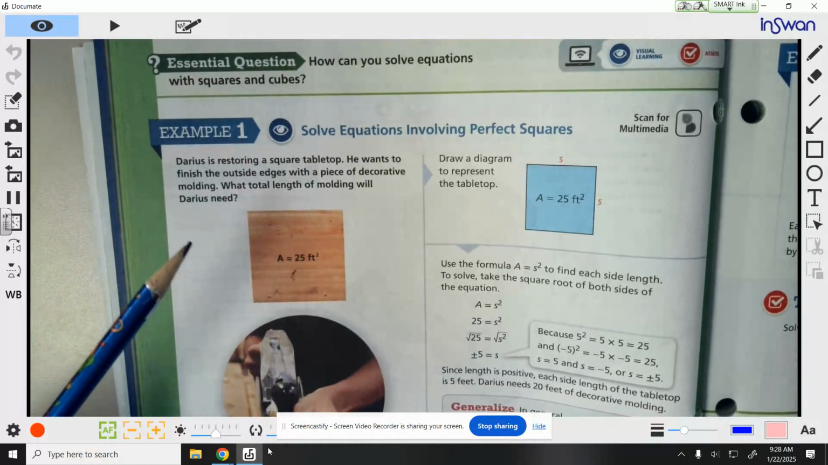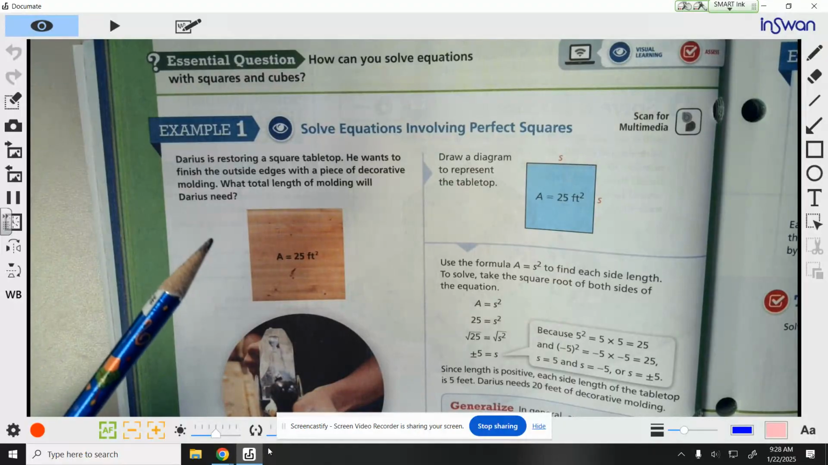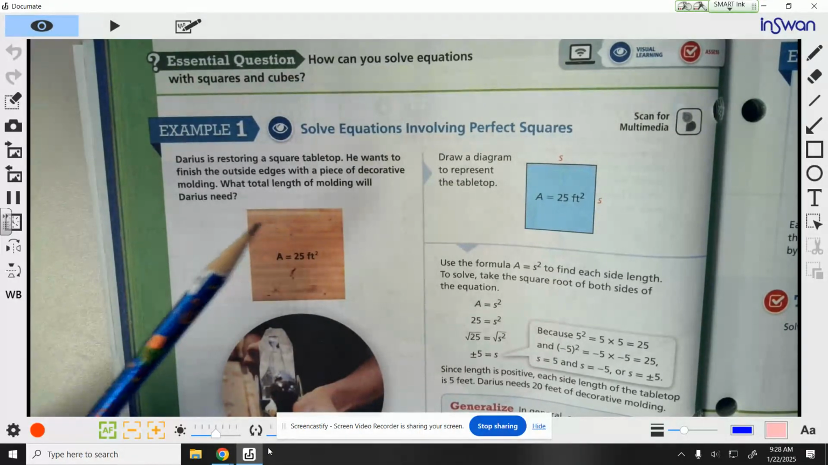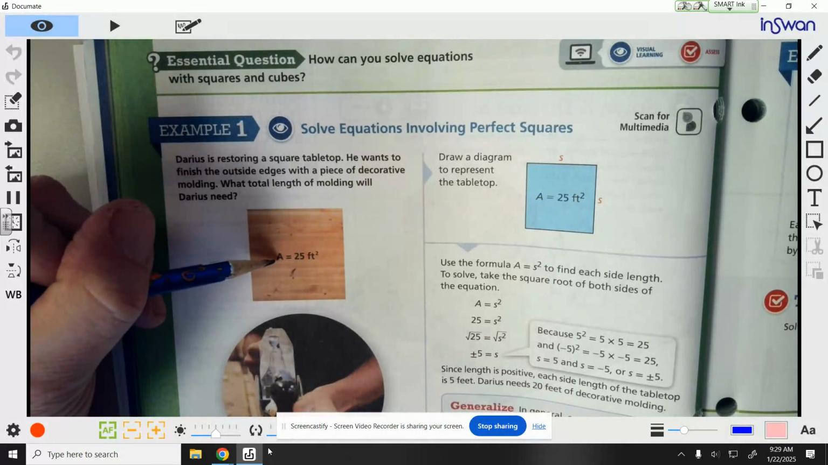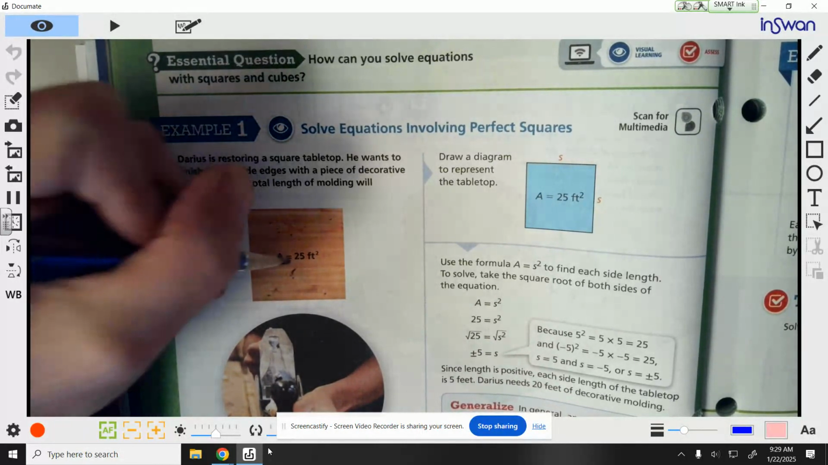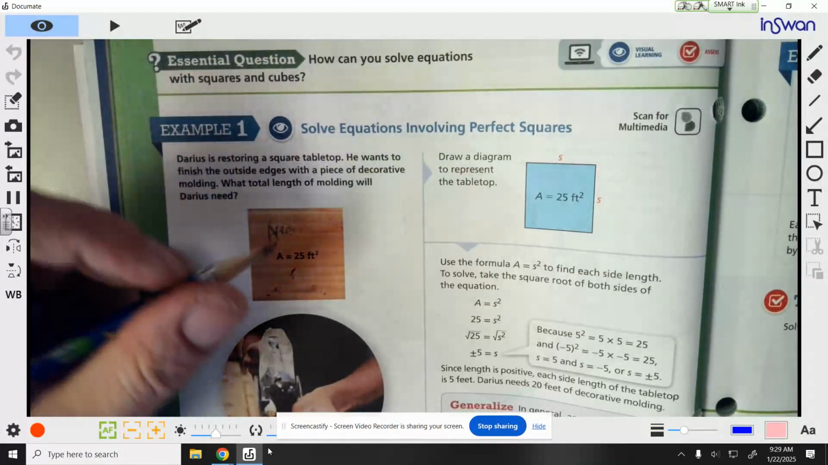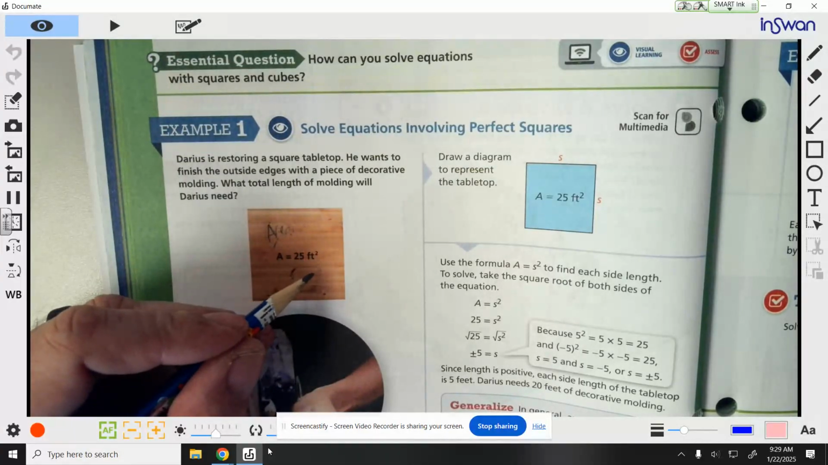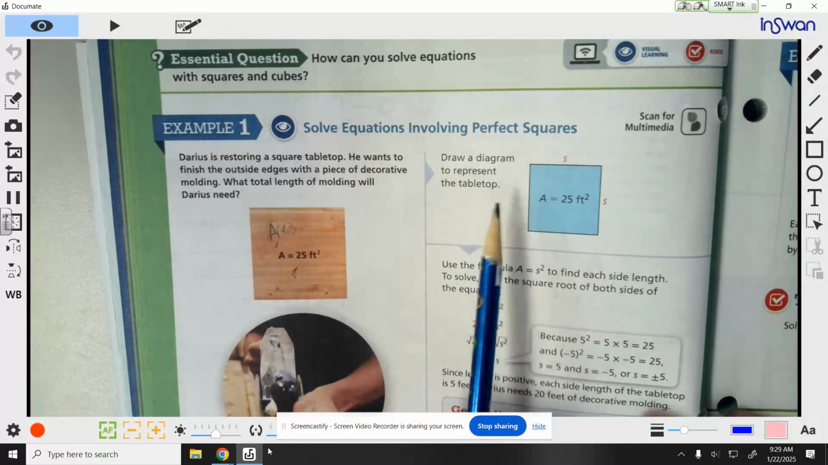Okay, example 1 says Darius is restoring a square tabletop. He wants to finish the outside edges with a piece of decorative molding. What total length of molding will Darius need? And down below we have the tabletop, and the big A refers to area, so we know that means area. And then we see the area of this tabletop is equal to 25 feet squared. Okay, over here, draw a diagram to represent the tabletop.